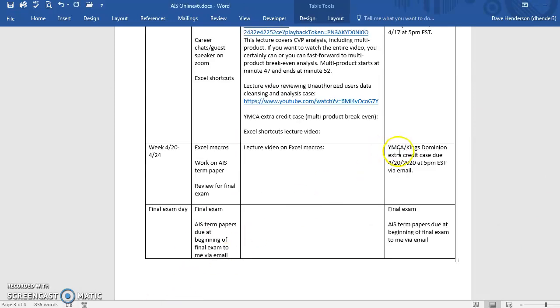And this is going to be an extra credit case, and that will be due on the 20th of April at 5 p.m. to me via email. So this is extra credit. So basically what that means is that if you do it, I'll grade it, I'll add it into your case grades. If it helps your case grade, that's great. If you do it and you bomb it, you don't do very well, and it brings down your average for your case grade, I will not include it in your case grade.